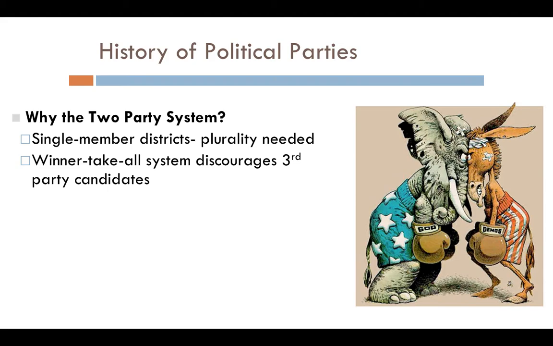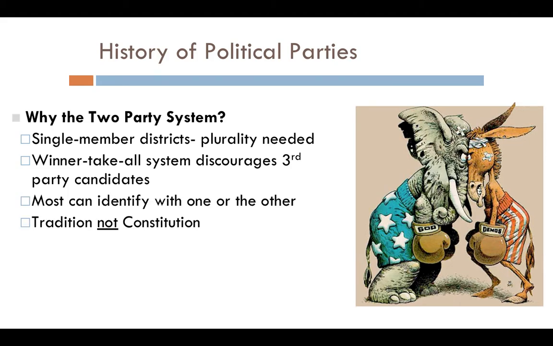So if there was a third party, they might win nationwide a certain percentage of the votes, but to actually win an individual state is pretty challenging. And so we really have that two-party system because of the 50 to 51%. Most can identify with one or the other. Because most people can lean toward one side or the other, generally the two-party system works.